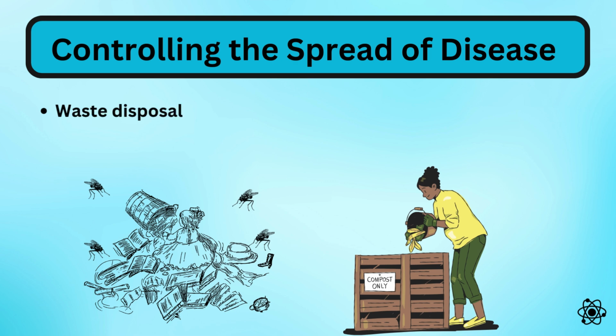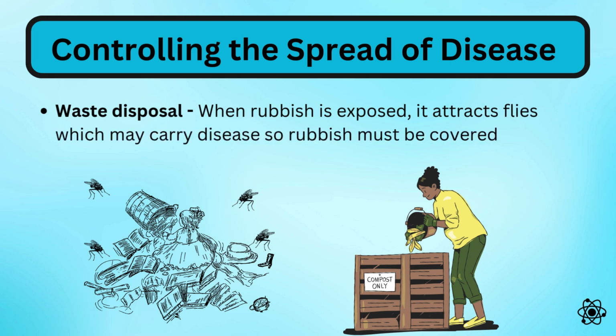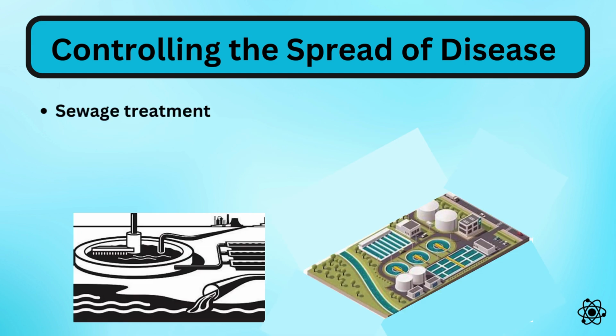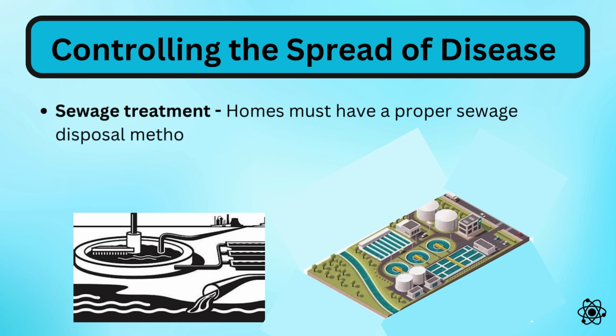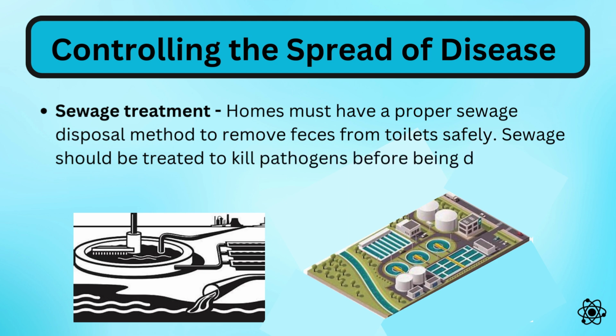Waste disposal. When rubbish is exposed, it attracts flies which may carry disease. So, rubbish must be covered and disposed of in a proper manner. Sewage treatment. Homes and other buildings must have a proper sewage disposal method to remove feces from toilets safely. Sewage should be treated to kill pathogens before being disposed of in the environment.